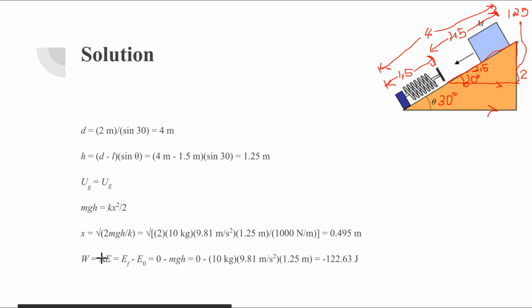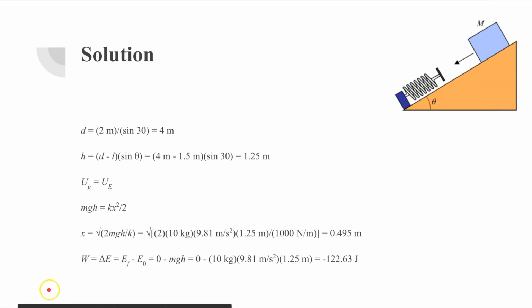Final energy is 0, right? Because we're going to choose this point as the zero line. The final energy is not moving there, and we're neglecting any changes in potential energy after that. So 0 minus mgh equals 0 minus 10 times 9.81 times 1.25, which will be about negative 122.63 joules. All right, I'm going to just turn draw mode off. Let's move on.